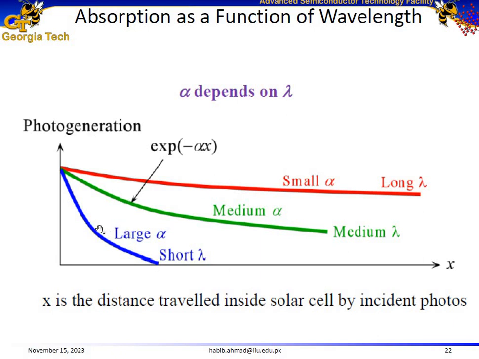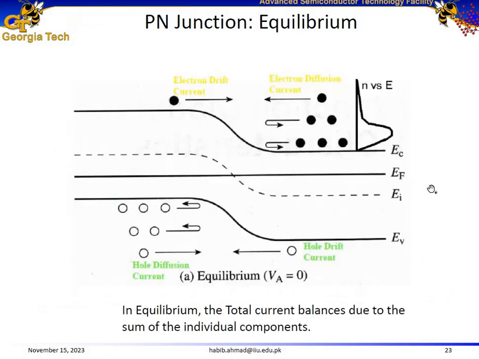We already discussed this phenomenon, in which we mentioned that shorter wavelength light has a large absorption coefficient and can travel only shallowly into the semiconductor device. Medium wavelength light has a medium absorption coefficient and can travel a medium distance inside the semiconductor device. Similarly, long wavelength light has a smaller absorption coefficient and can travel deeper into the semiconductor device.